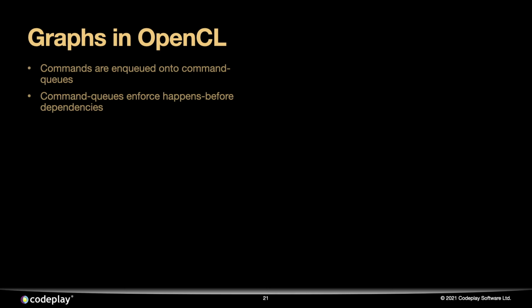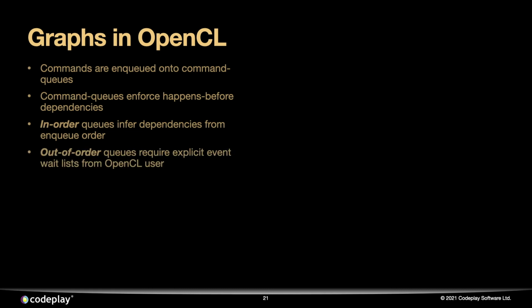There are two types of command queues in OpenCL. There are in-order queues, and with these, the OpenCL API is able to infer dependencies based on the order that commands get enqueued in. There are out-of-order command queues, and with these, the OpenCL implementation is not allowed to infer dependencies based on the order that the commands are enqueued in, but instead the user of the API is expected to attach events to commands and then use those events to explicitly define dependencies.